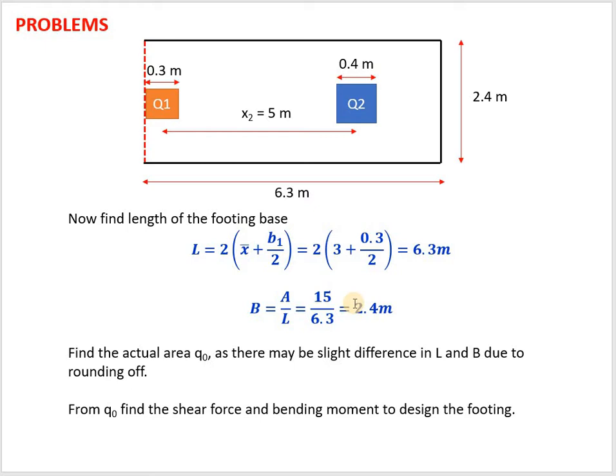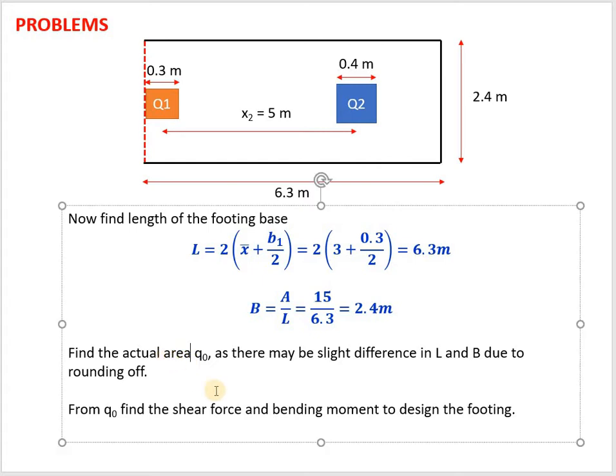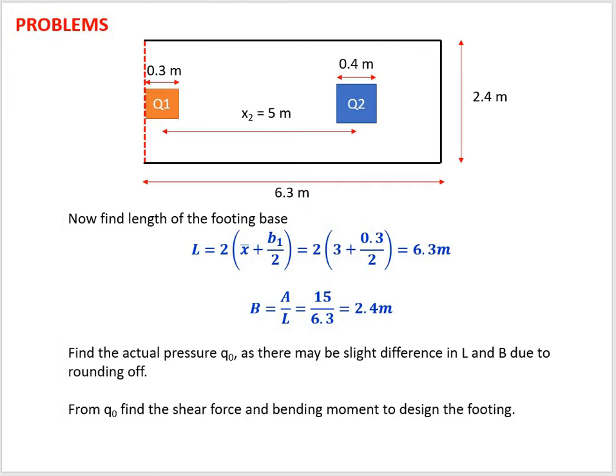So you have to find the actual pressure q naught corresponding to this area, what is coming now, 6.3 into 2.4. So using this actual area, this is the actual pressure, q naught, because I told you due to rounding off, area may change slightly. So you find the actual pressure, and based on that actual pressure you have to find the shear force and bending moment.